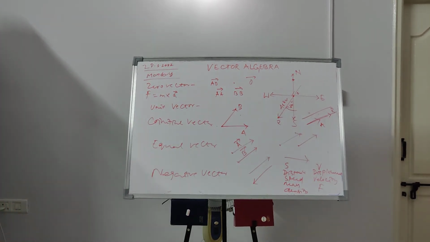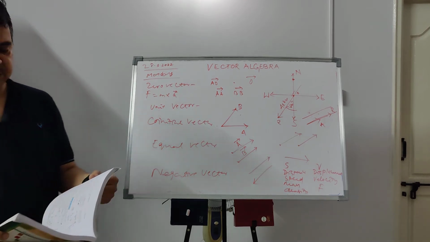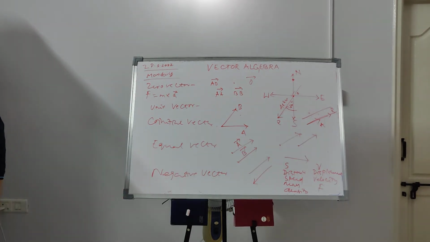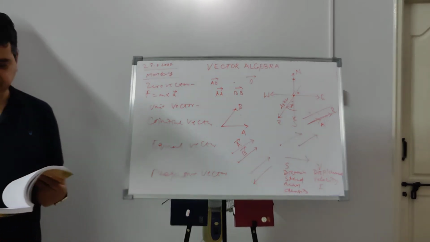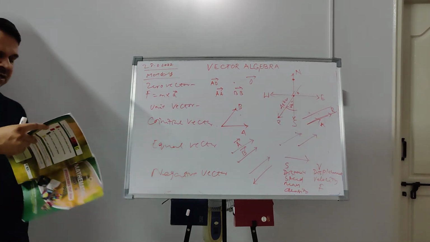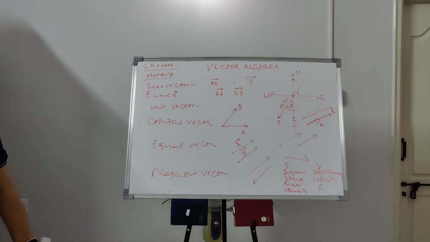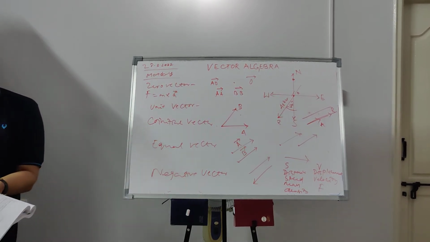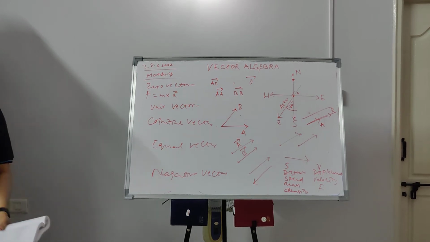So now, with this, we have given the definition of vector and discussed the direction cosines and, using the distance formula, how to get the magnitude. Now we will go to the addition and subtraction of vectors.